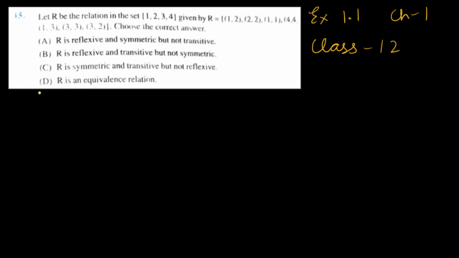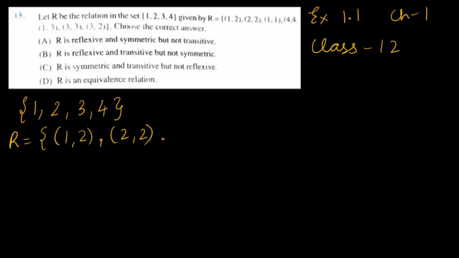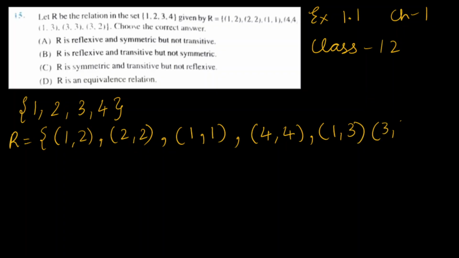Let R be a relation in the set. The set is given to us as {1, 2, 3, 4}, and one relation R is defined in this set, which is given to us. I am just writing the relation: (1, 2), (2, 2), (1, 1), (4, 4), (1, 3), (3, 3) and (3, 2). These are the ordered pairs present in the given relation. We have to check which of the following options is correct.